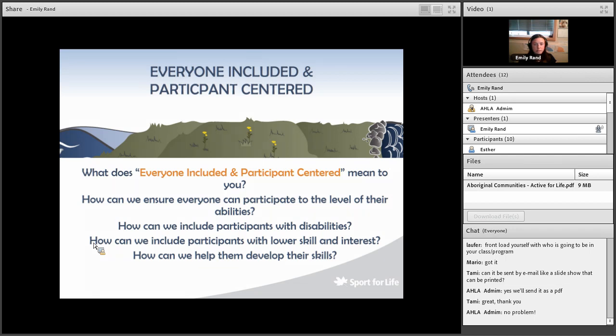Any questions around that? So again, after today, maybe you can just kind of reflect and think, am I making sure that everyone feels included within my programs, and that the activities are participant-centered, that the participants actually enjoy what they're doing, and they have a say in what they're doing?